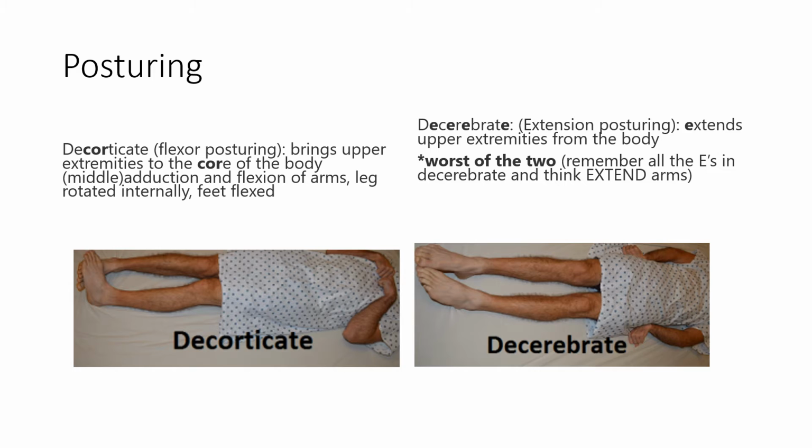Here you see decorticate and decerebrate posturing. Decorticate is with posturing that brings the extremities to the core of the body, and then decerebrate is where the extremities will sort of fan out away from the body. And of the two, decerebrate represents a worsening neurostatus.